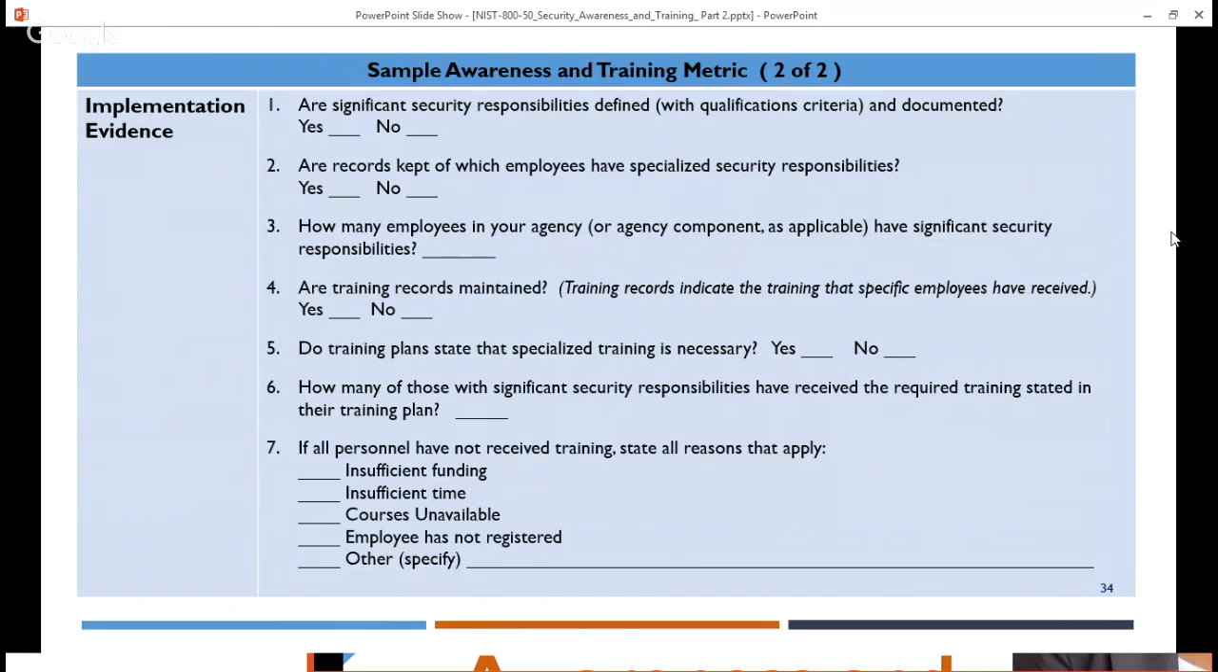Four, are training records maintained? Yes or no? Training records indicate the training that specific employees have received. Five, do training plans state that specialized training is necessary? Yes or no? Six, how many of those with significant security responsibilities have received the required training stated in their training plan? Seven, if all personnel have not received training, state all the reasons that apply. And you're given the choice between insufficient funding, insufficient time, courses unavailable, the employee has not registered, or other, where you get to specify.